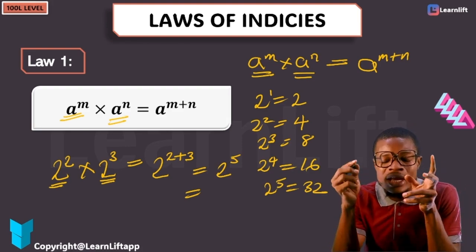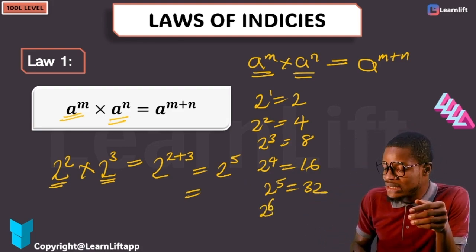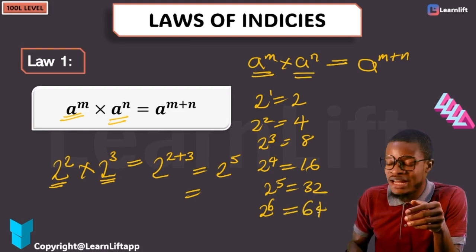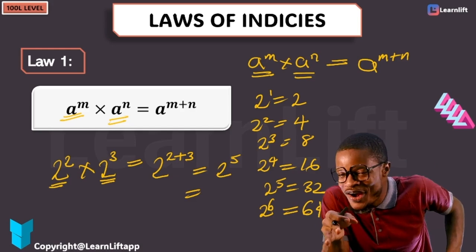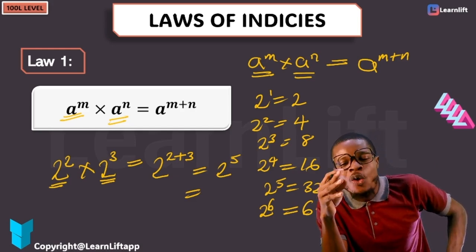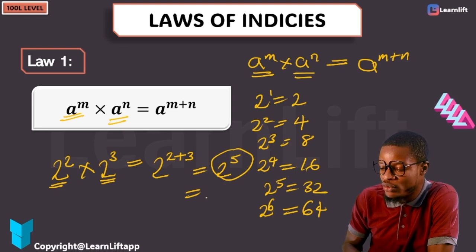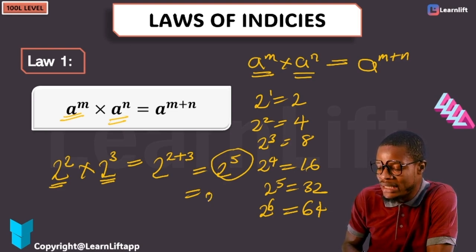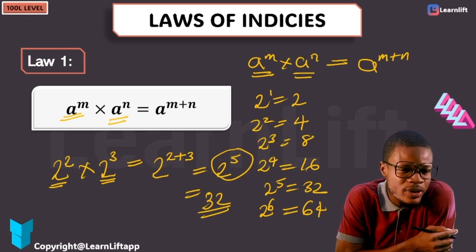Are you getting it now? So anyway, you see 2 raised to the power of 5 is 32. 2 raised to the power of 6 is going to be how many? 64. Now these are the constants you're going to be seeing in your exams. Are you there with me? Very, very important. Now, what is 2 raised to the power of 5 from the question that we're given? That's 32, which becomes the final answer.